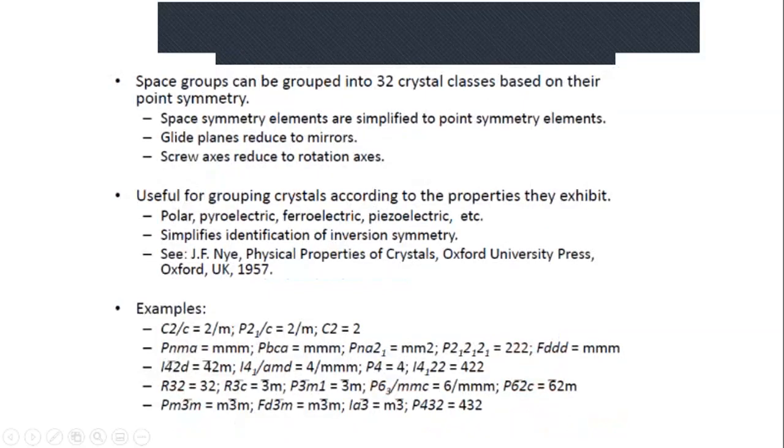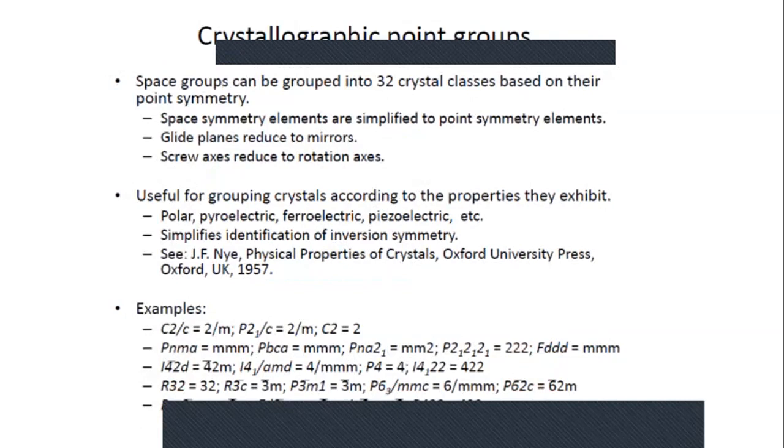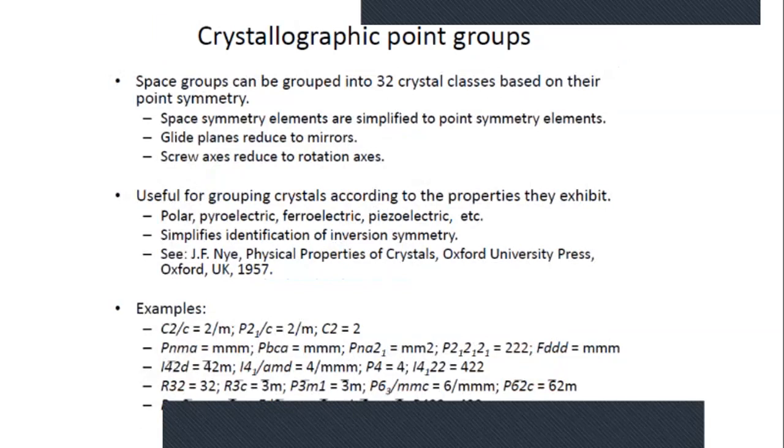That's good. Okay. So just to quickly talk about point groups, we did touch on this when we were talking about crystal systems. There are 32 crystal point groups that we use, and this is based on the point symmetry. So for point symmetry, we reduce screw axes and glide planes down to mirror planes and rotational axes. So point groups do not have any space symmetry in them. Anything that was space symmetry, we reduce down to its point symmetry. And this is good for grouping crystals with different types of properties. So certain point groups are polar, certain point groups have ferroelectric properties, etc.